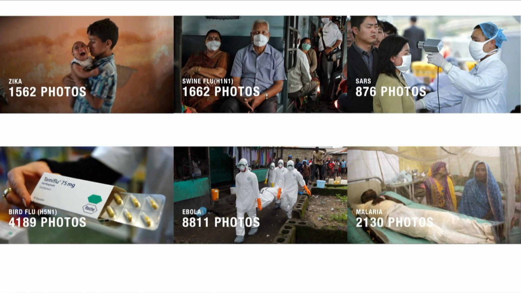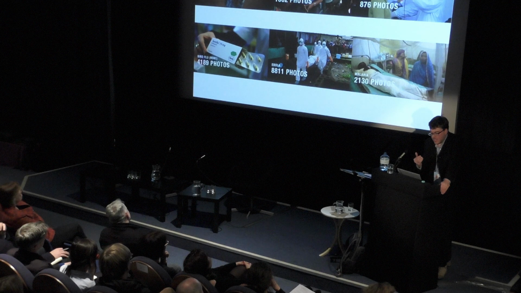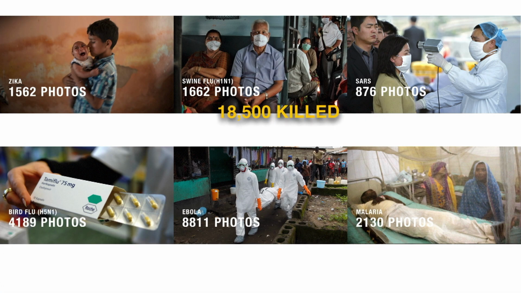Then I looked at how many deaths each disease caused. That would be an objective indicator of the importance of this disease. Okay, Zika is a bit different because it doesn't kill. Babies are born with a small skull. So swine flu, 18,500 people were killed.